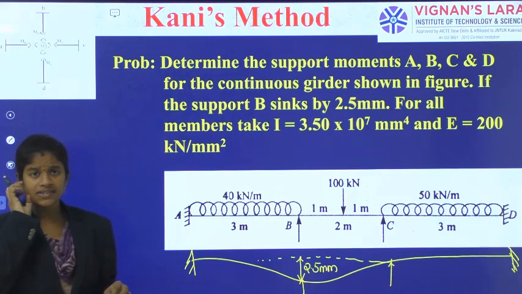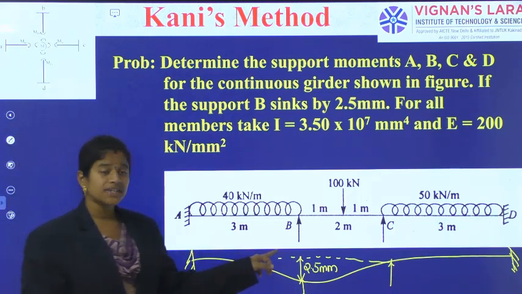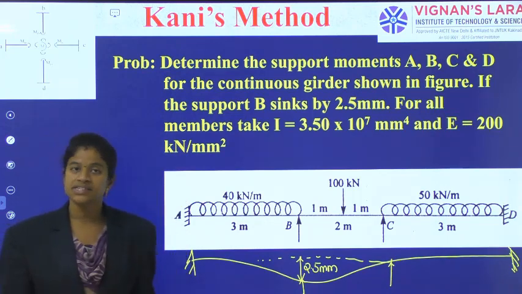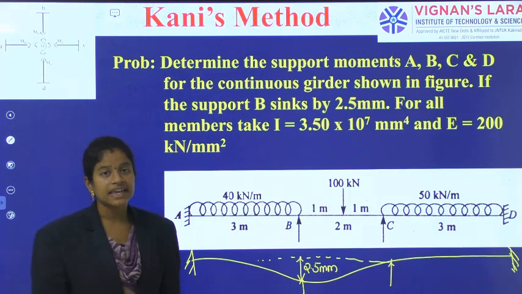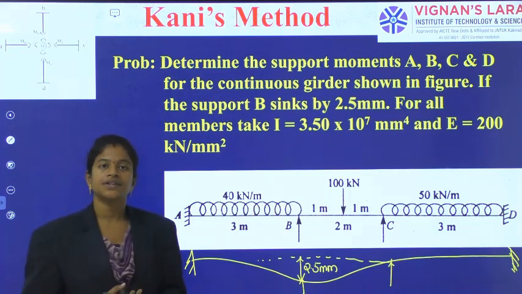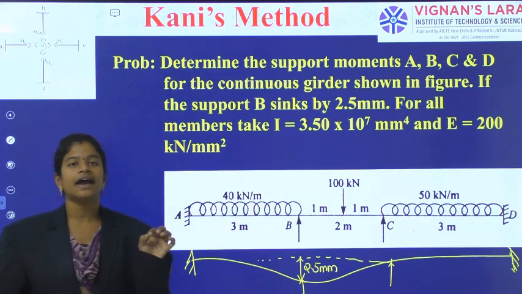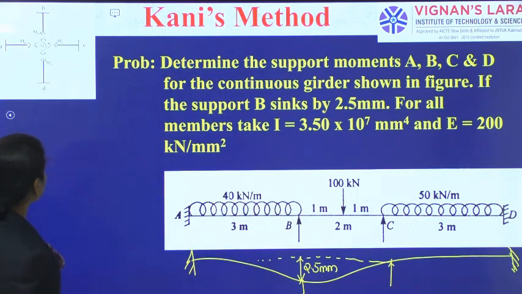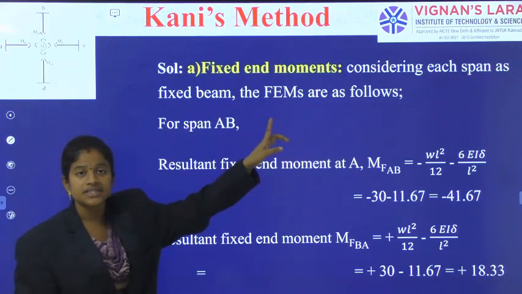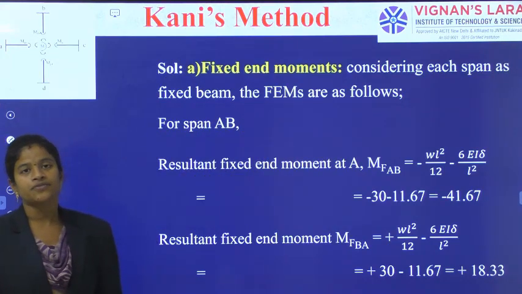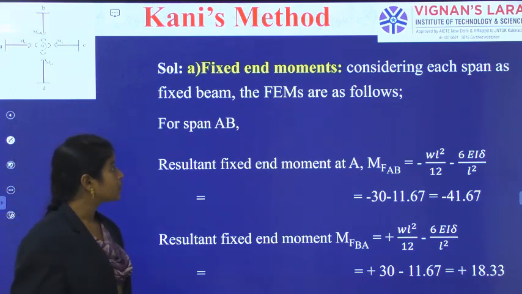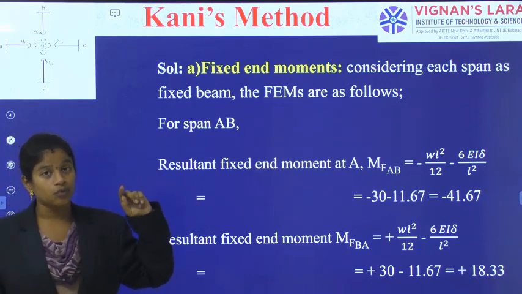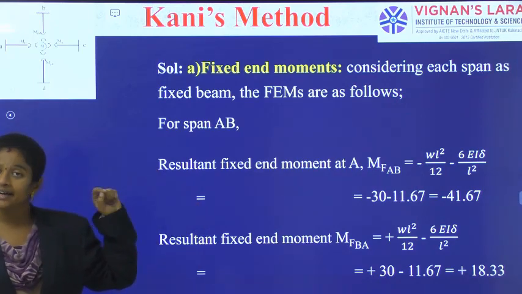So what happens due to the sinking? As I just said, due to the sinking, a displacement contribution will come to the fixed moments. So the original fixed moments are as they are. For analyzing any continuous beam using the Kani's method, firstly we have to calculate the fixed end moments of each span, considering each span as a fixed beam individually. So our first step is the calculation of the fixed end moments, and at the same time I am including the resultant fixed end moments also.